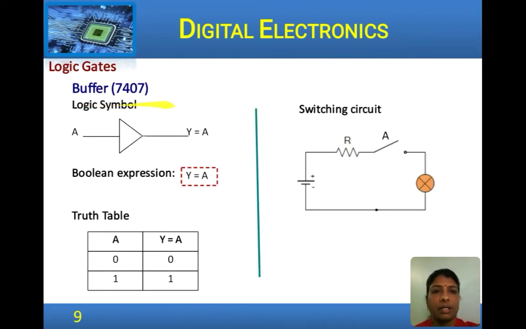Next is the buffer, the logic symbol of which is given, and the buffer output Y is equal to A. So whatever is the input, we get that as an output. Then why do we need a buffer? Buffer is used for level translation, impedance matching, and for introducing propagation delays. And the truth table for a buffer is given and the switching circuit.